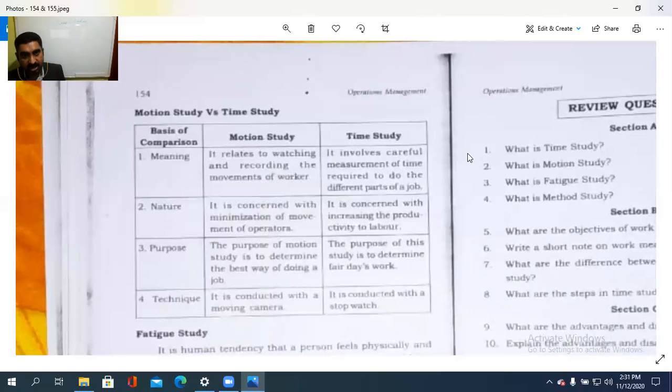So its meaning: observing the movement of the worker and recording it, while time study is careful examination or careful measurement of the time that is required to do the different parts of a job. The nature: concerned with minimization of the movement of the operator, while concerned with increasing the productivity of labor. Then the purpose of motion study is to determine the best way of doing a job.